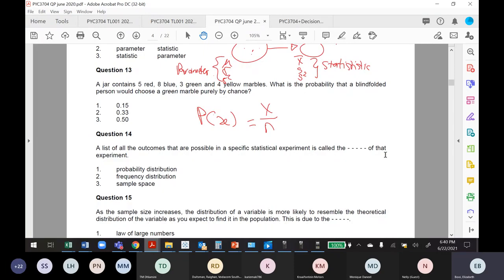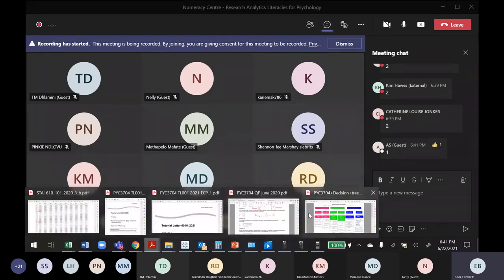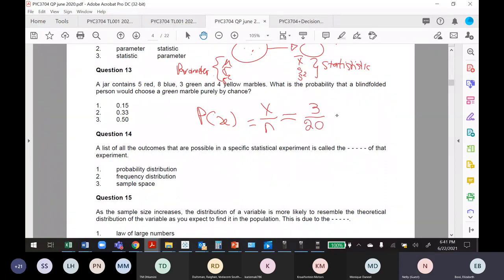So you need to add all of the marbles that you have, and divide the number of green marbles by how many marbles you have, and that will give you the answer you are looking for. How many marbles do you have, which is your total? There are 3 marbles in the jar that are green. How many in total do you have? 8 plus 5 is, okay. I was expecting the number 20. There are 20 marbles, so the probability is 0.15, which is option one.